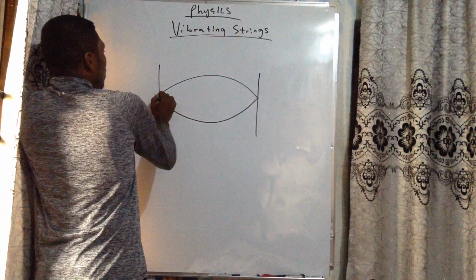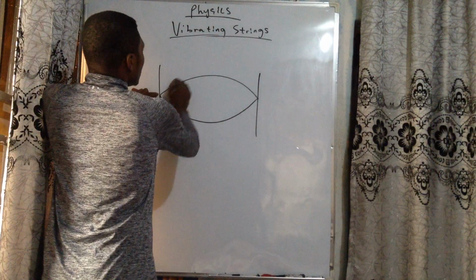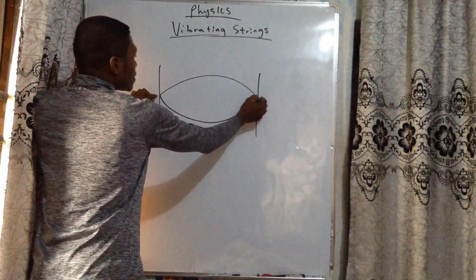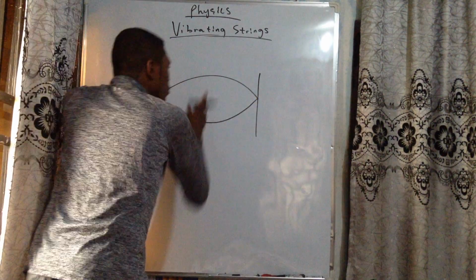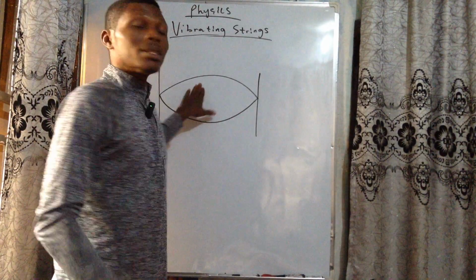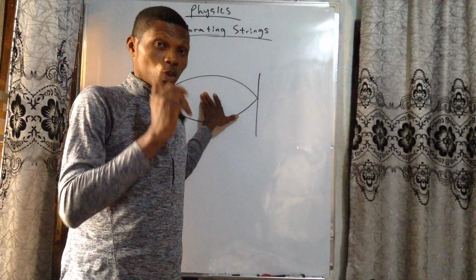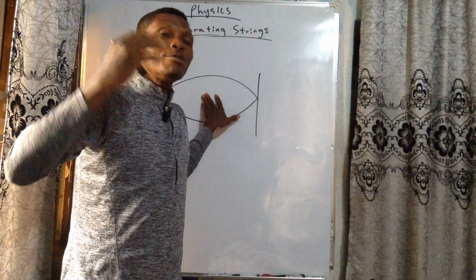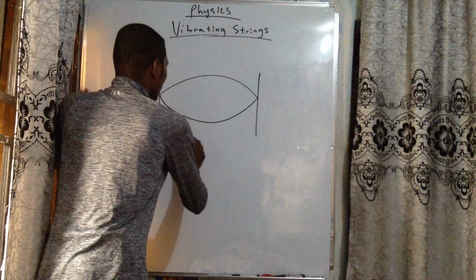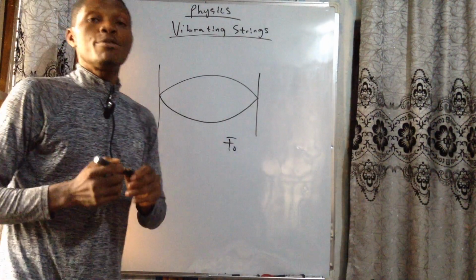Remember, this is where you are holding. You are holding the string here. This is the wave that is traveling from you to the other end. Now, this is the reflected wave. So this thing happens when you are vibrating this string at the right frequency. We call this frequency the natural frequency, or the fundamental frequency. We call it F0, fundamental frequency.